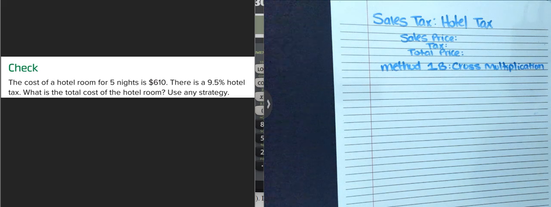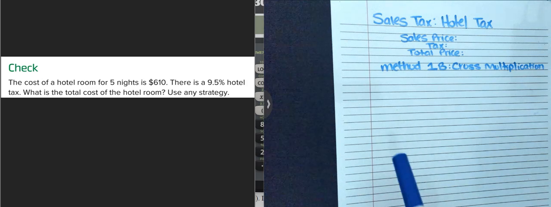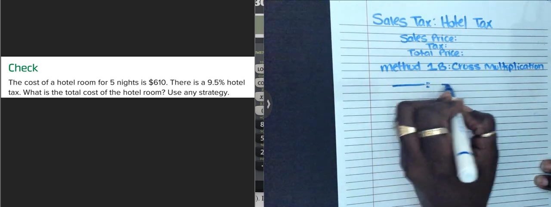Use any strategy. So remember, we have three strategies under the ratio reasoning: the swing method, the cross multiplication method, and the fish method. You can use any of those to solve for the answer. And then we also have the properties of operation method. So in this example, I'm going to go over the cross multiplication method, and then we'll also go over the properties of operation. Okay, so first thing I need to do is set up my ratios.